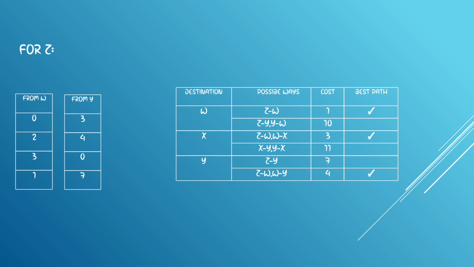The best possible way for Z to W: there are two possible ways. Z to W costs 1 and Z to Y to W costs 10. The best path is Z to W, cost 1. And for X, Z to W to X costs 3 and Z to Y to X costs 11. Best path is Z to W to X, cost 3.